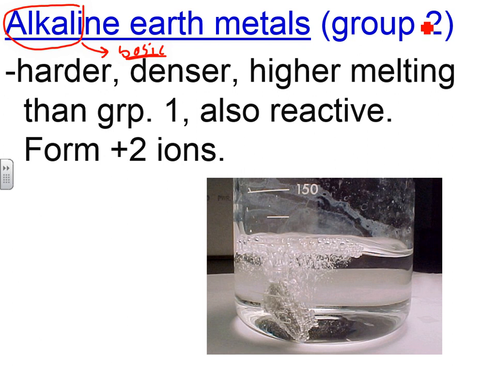This is calcium. When calcium is placed in water, it also reacts. It sinks to the bottom because it's a little more dense, but it's also higher melting, tougher to melt these than group 1, and they will form a +2 ion, these elements. Here they are, beginning with beryllium.